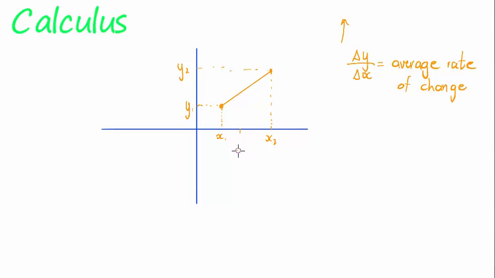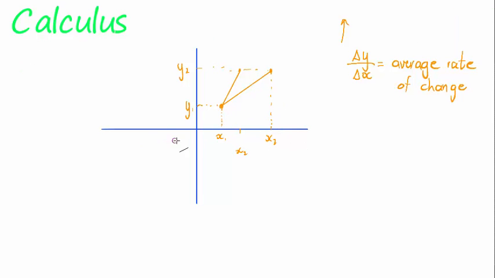So for example, if x2 was here, but we had the same y value, look at the rate of change now. Now I'm dividing with a smaller number. Do you see? The difference between x1 and x2 is now smaller, but the difference in y is still the same.